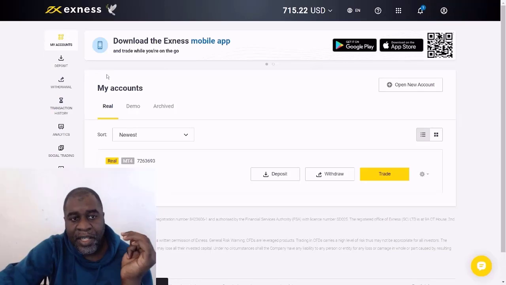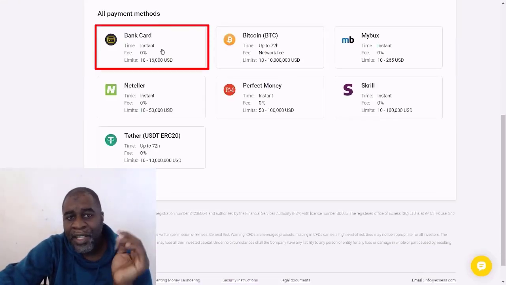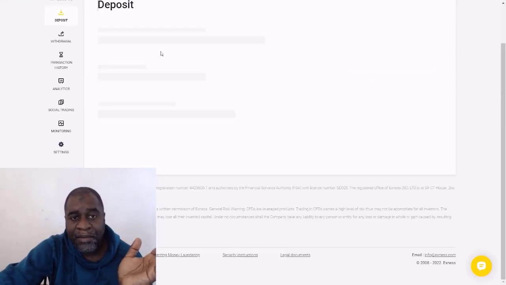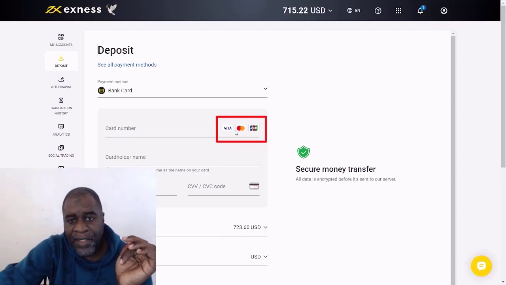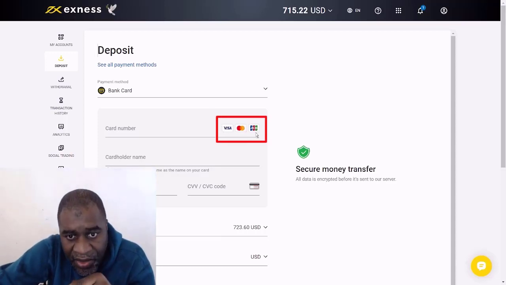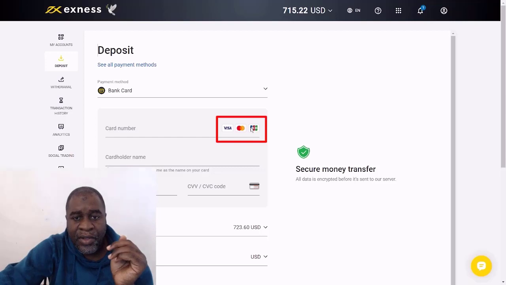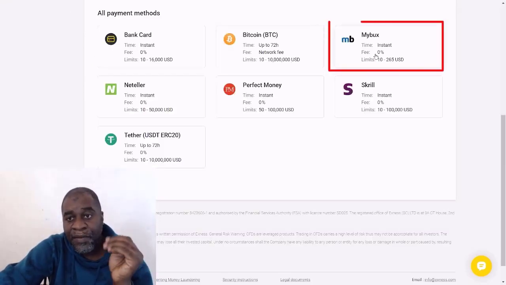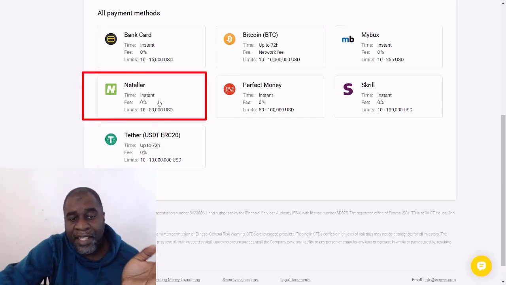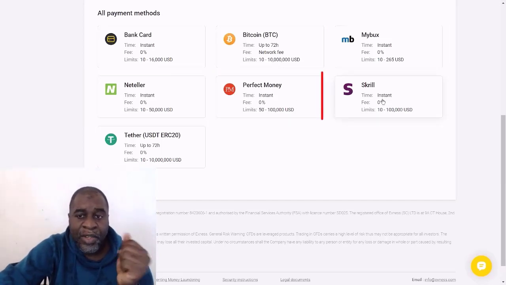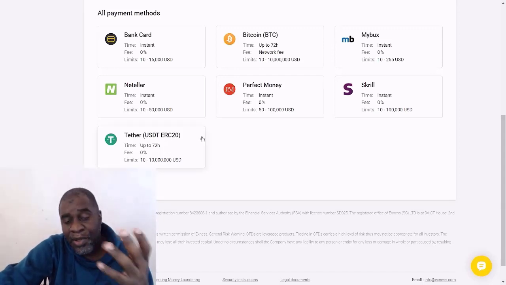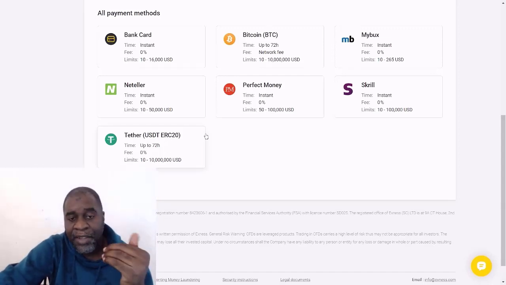Okay, so if we log into Exness and we come here under deposit options, these are the deposit options you have. You can deposit via bank card, which is MasterCard, Visa. Let me just click on it. You can deposit Visa, MasterCard, and this is JCB. I think that's the Japanese. Those are the Japanese cards. You can also deposit via Bitcoin. You can deposit via Mybux. You can deposit via NetTeller. You can deposit Perfect Money. You can also deposit via Skrill and USDT. So these are the deposit options that you have available to you.